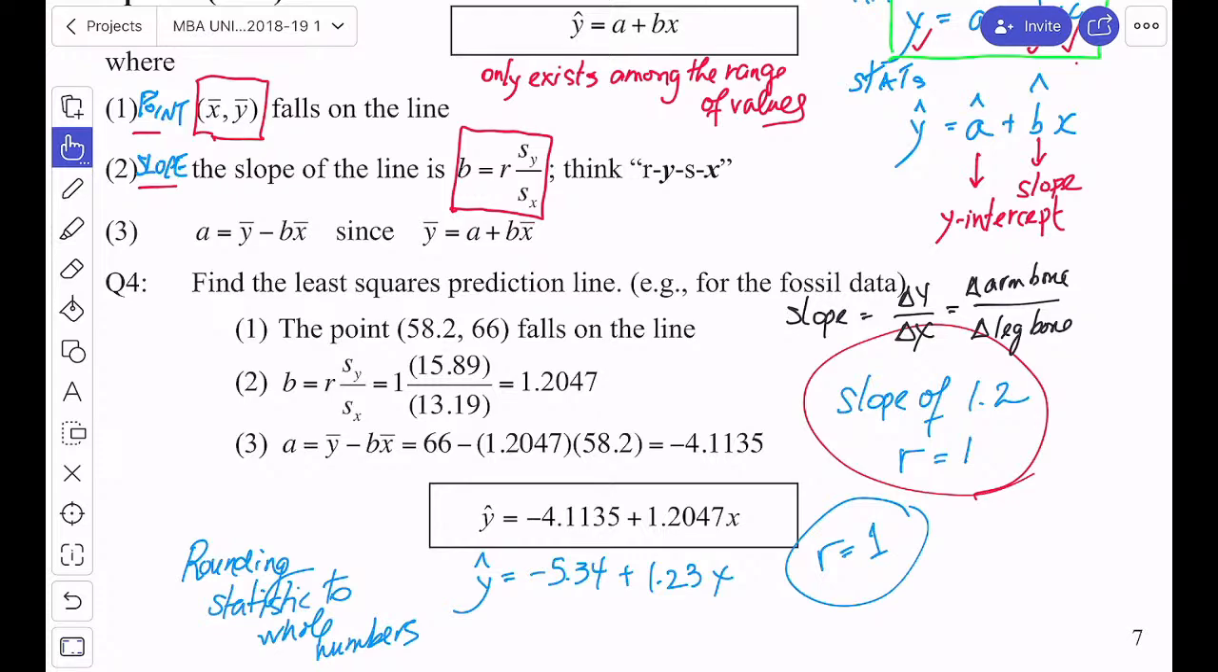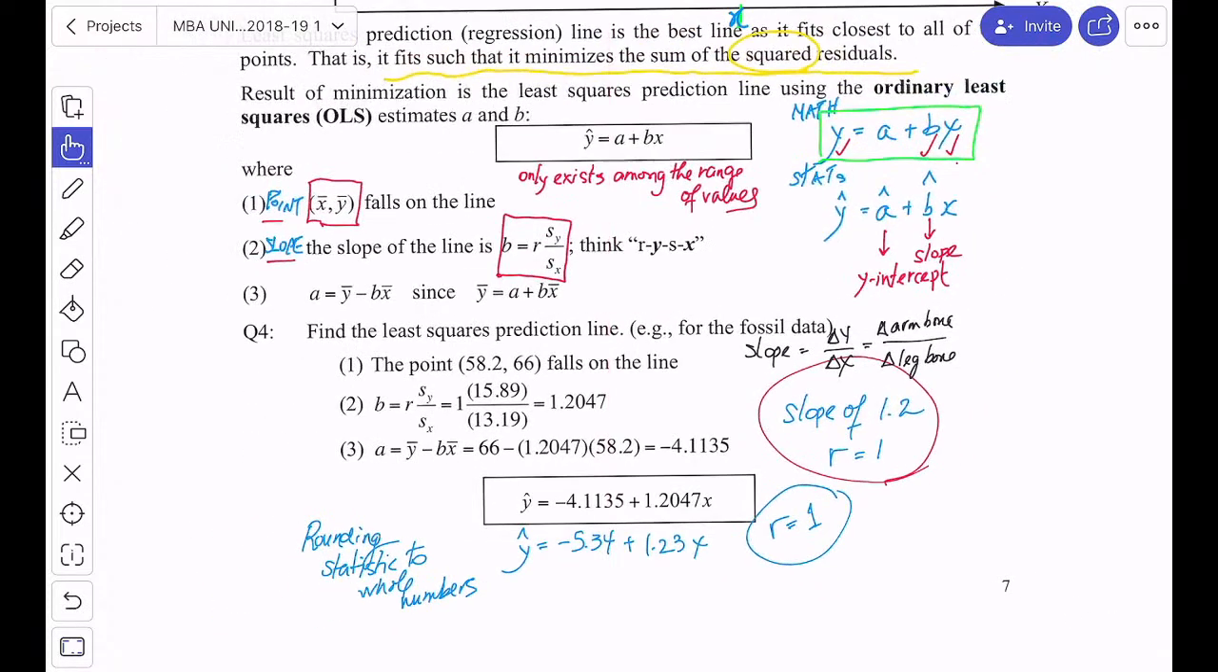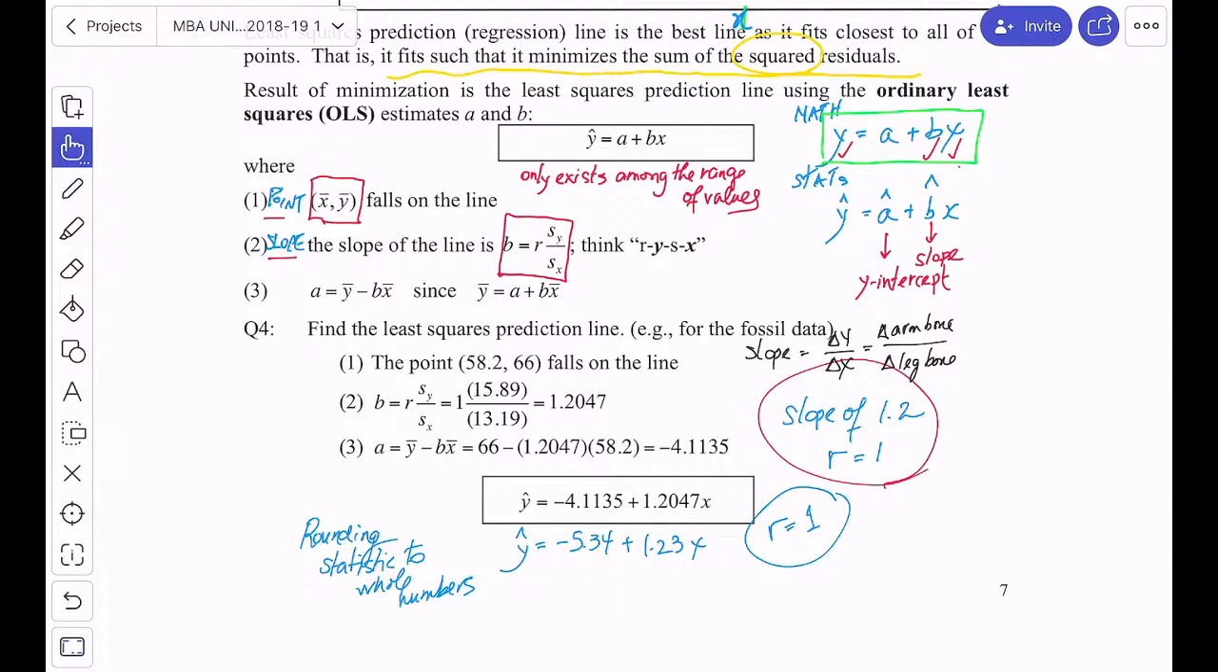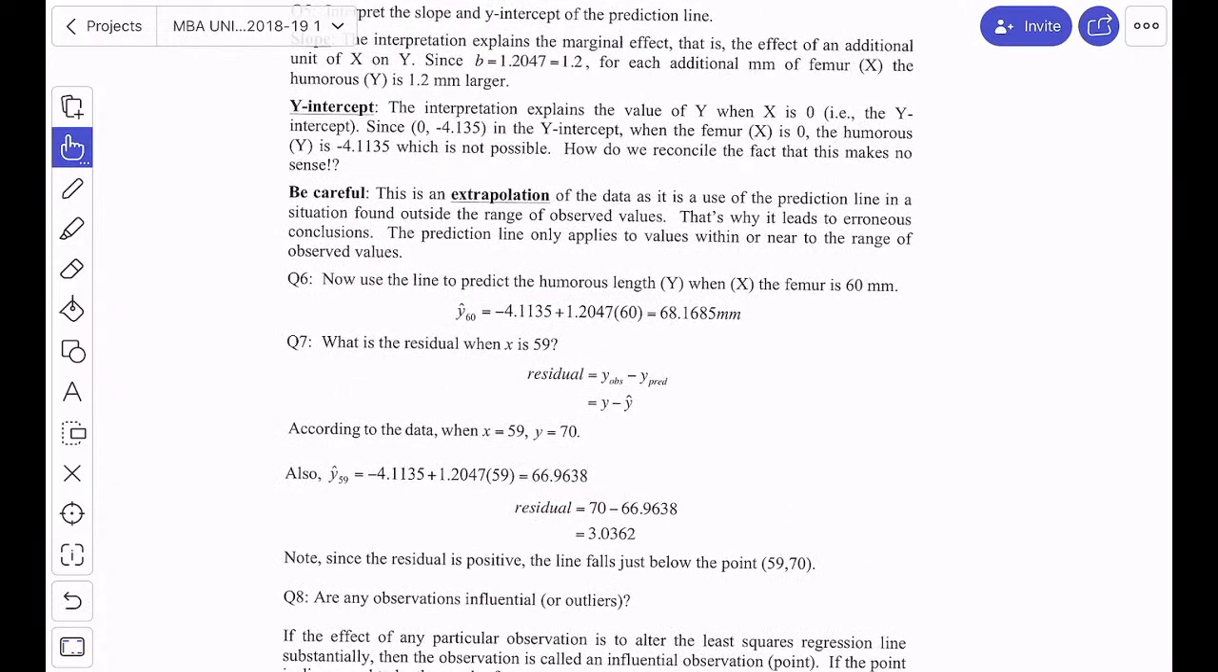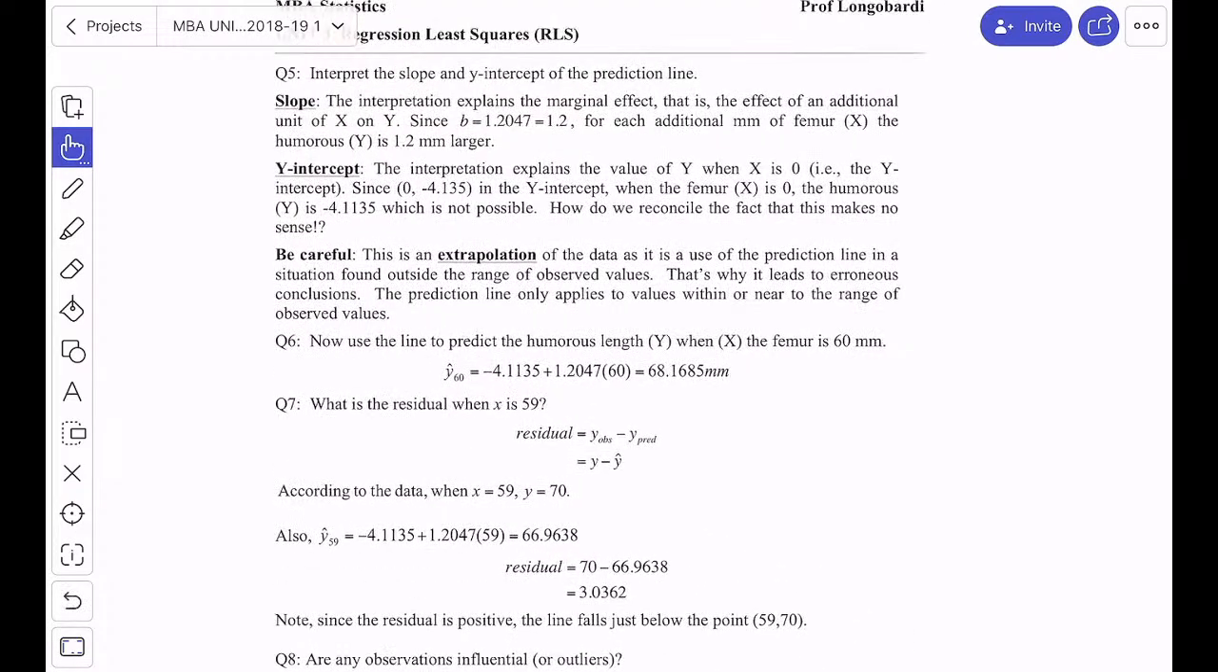Okay, no questions? So we can use this then to answer some questions about the relationship between the measure of arm and leg bone, and that's what I do in the notes. I go through several types of questions that you should get comfortable with in this unit.